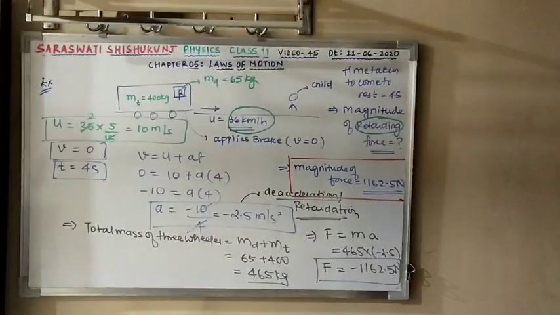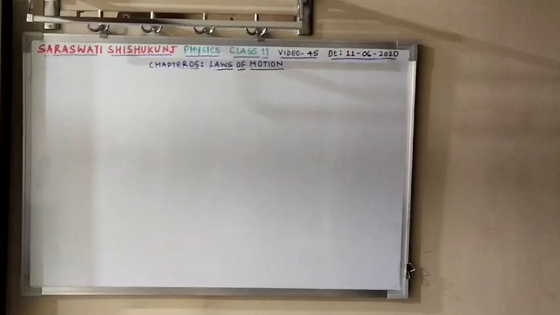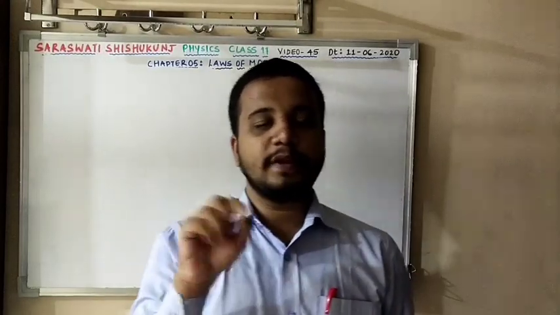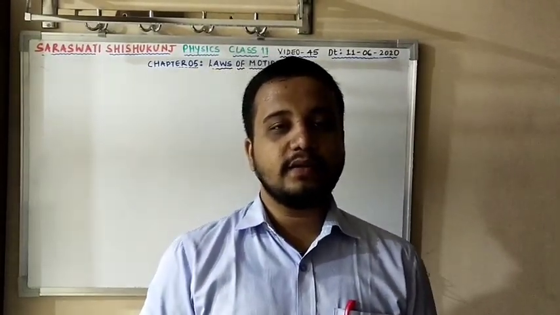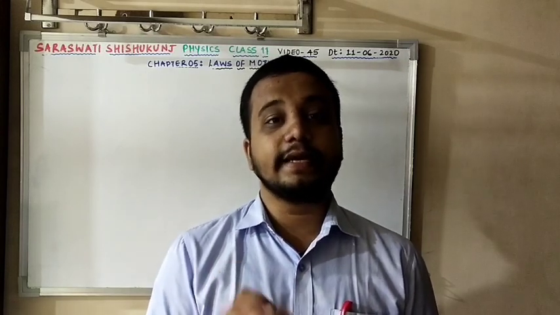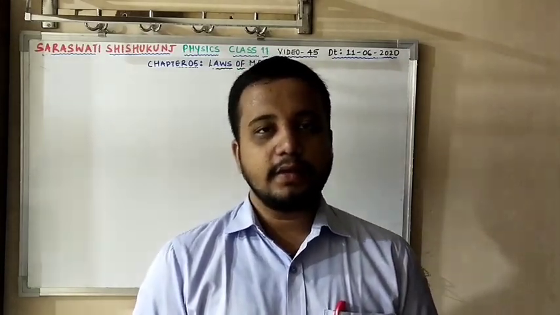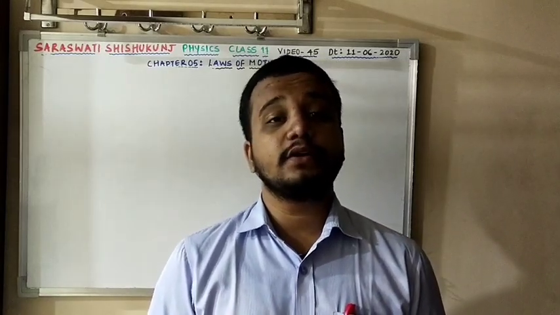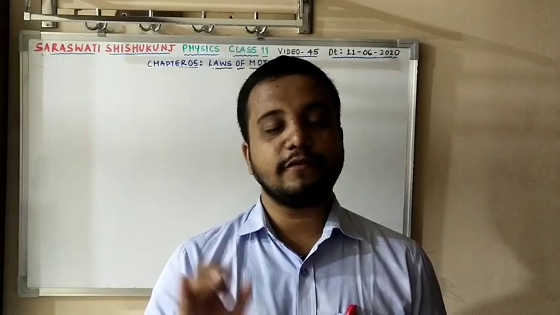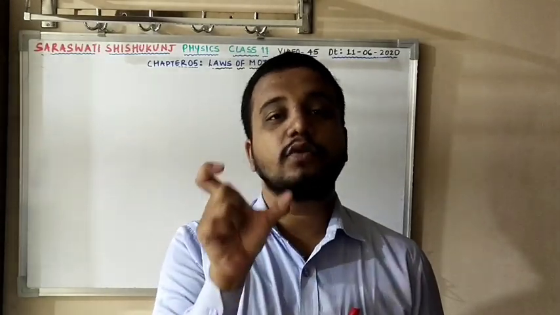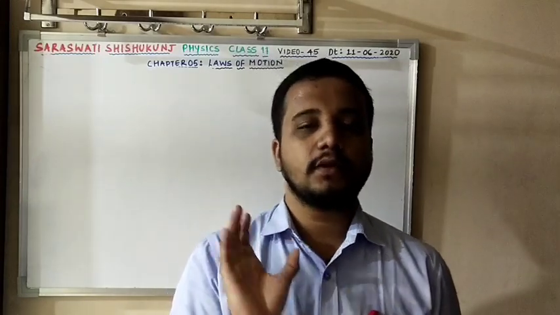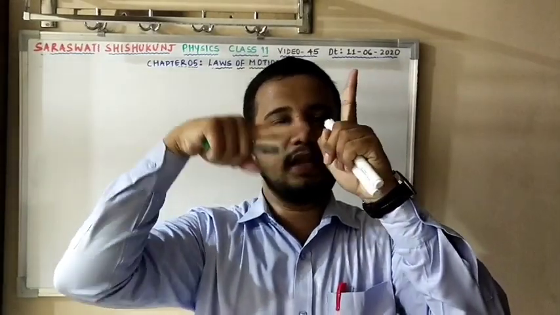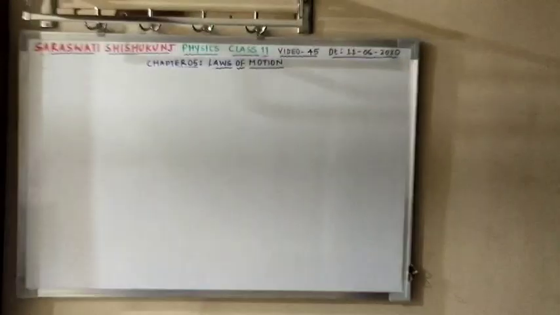Fine. Moving to the last numerical of this session. The next numerical we are going to see today is regarding an object acted upon by two perpendicular forces. We need to calculate the magnitude of the resultant force as well as the direction of the force acting on the body. Perpendicular means making an angle of 90 degrees. Hope it is clear perfectly.